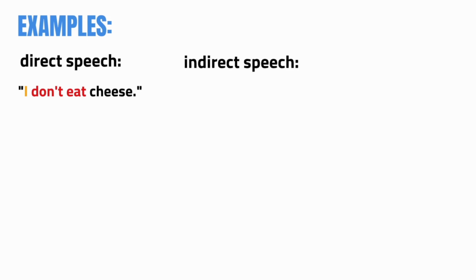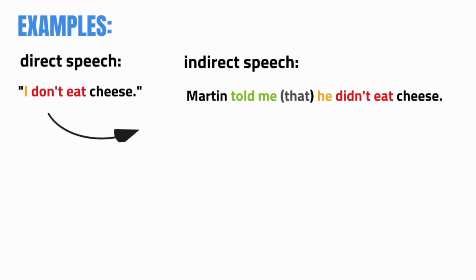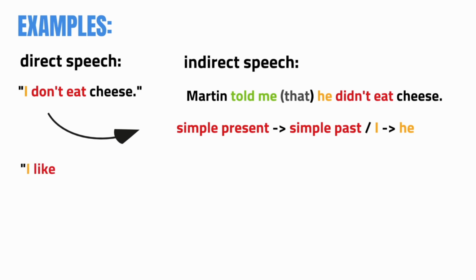Let's go. I don't eat cheese. So we have a personal pronoun I, and the verb in red is don't eat cheese. It turns into Martin told me that he didn't eat cheese. Don't eat is simple present, and simple present turns into simple past, and I, personal pronoun, turns into he.